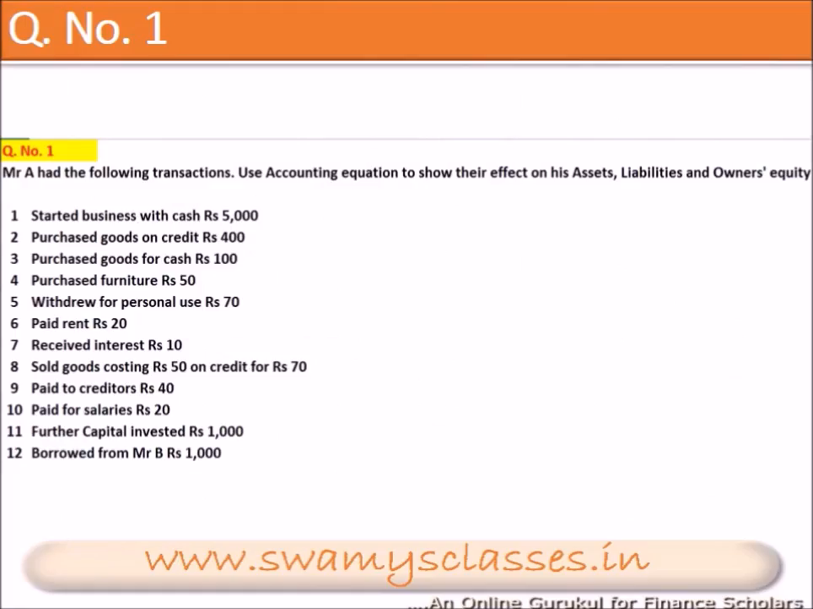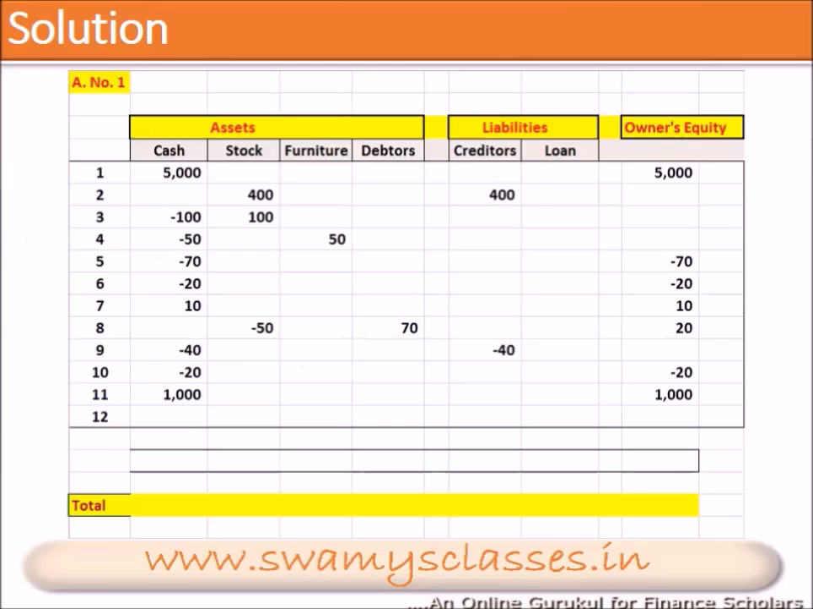Coming to the 11th one now. Further capital invested 1000 rupees. Meaning owner has brought in 1000 rupees more by way of capital. So whenever owner brings in capital, your cash goes up by 1000 rupees. Parallelly, owner's equity also goes up by 1000 rupees. So the equation holds good.